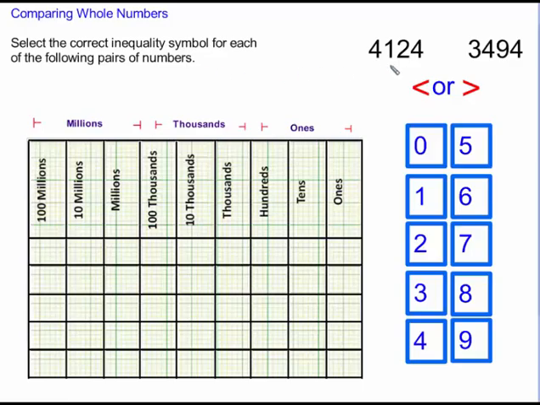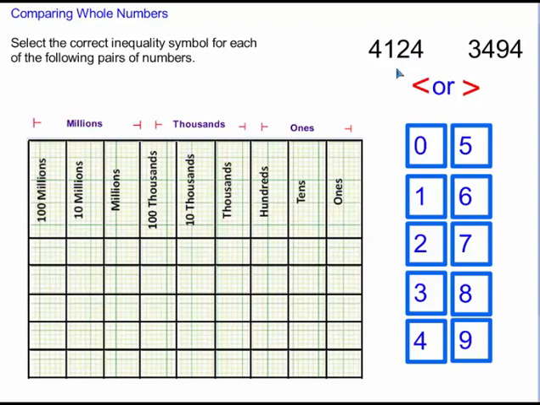In this problem we are to compare the following two numbers and decide whether the first number is less than the second number or is it greater than the second number, and we are to choose which symbol would be correct, this one or this one, to put between them. To do this, I'm going to move the digits of each of the numbers into the place value chart.